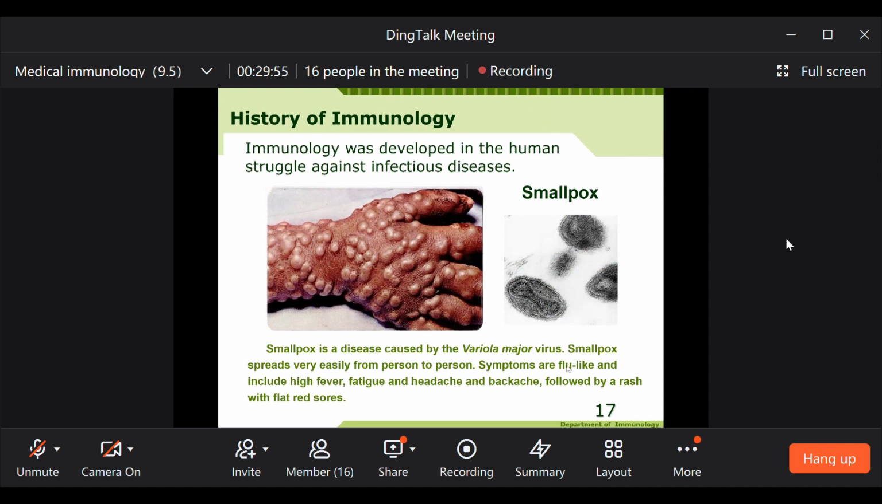Moreover, the patient who is infected by smallpox is highly infectious and has a rash all over the body, carries scars after survival, and there is a very high mortality.